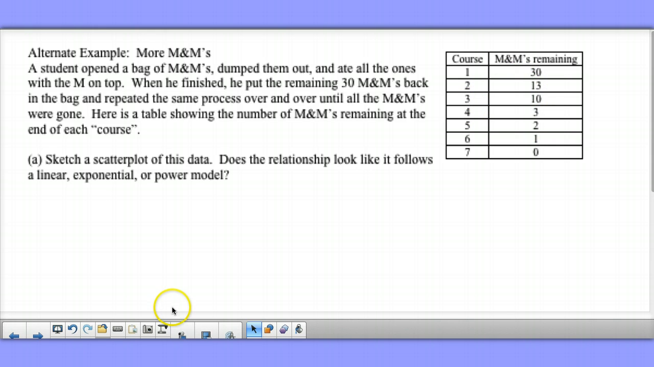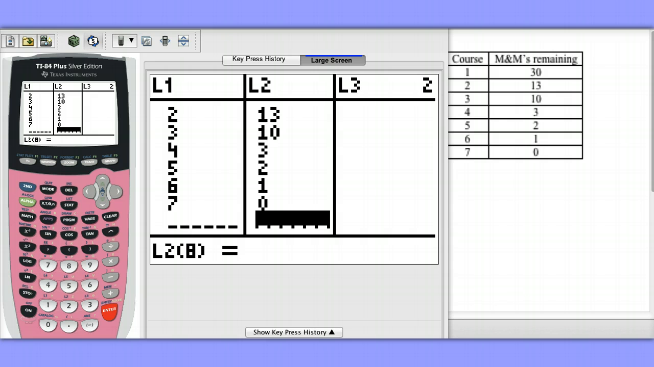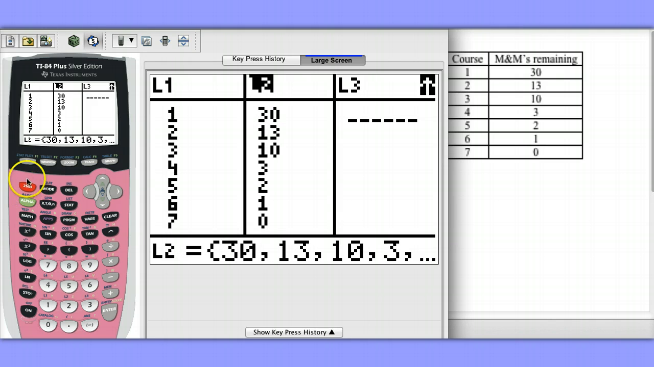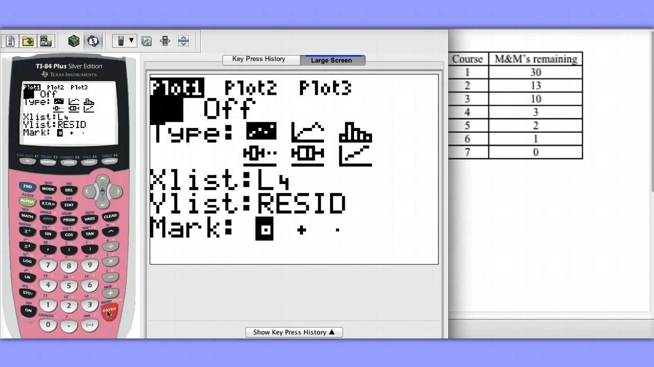So take a moment and enter the course number in list 1 on your calculator and the number of M&Ms remaining in list 2. Okay, so I've entered the data in my calculator. You can see that. Hopefully you've done that too. And let's take a look at a scatter plot of the data and see if we can figure out what's going on, if it's a linear relationship, exponential, power model. So we'll go down here. X list will be list 1. That's our course number. And Y list will be list 2. That's the number of M&Ms that are left there.